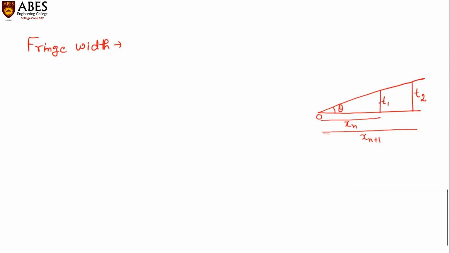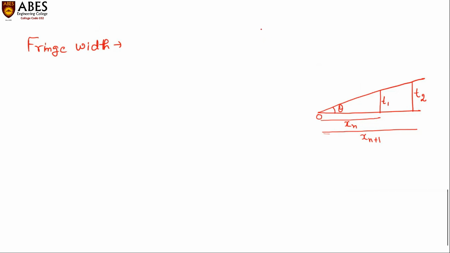Okay, so to calculate the fringe width, we have to understand what fringe width is. The fringe width is the separation between two successive bright fringes or two successive dark fringes. Means we are considering two successive fringes. Suppose we consider a dark fringe, or we can also consider a bright fringe.